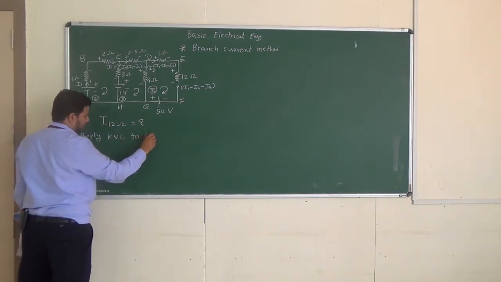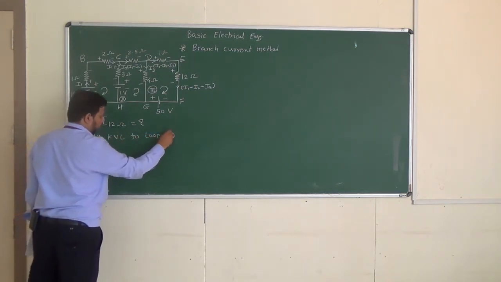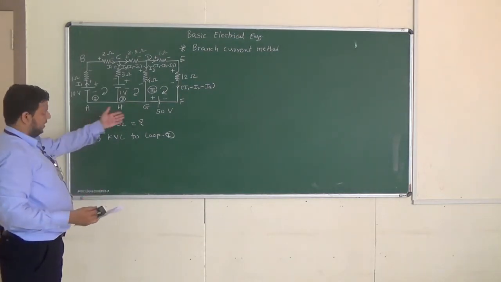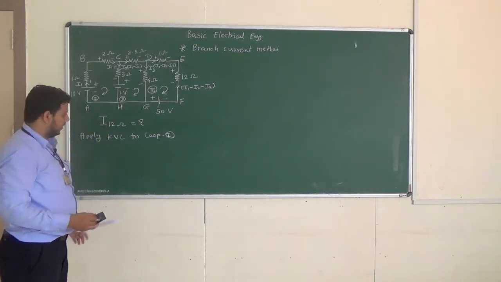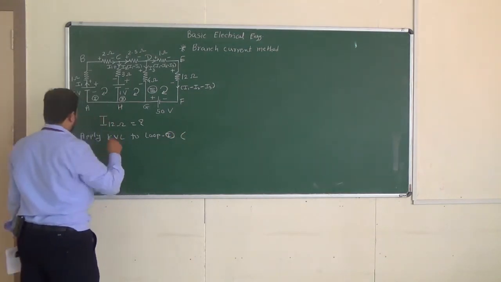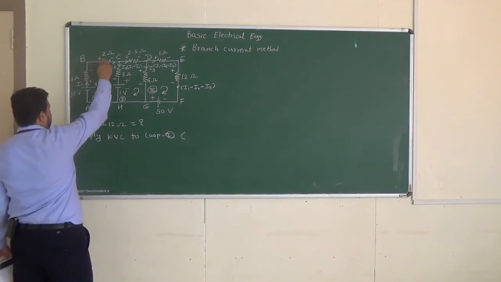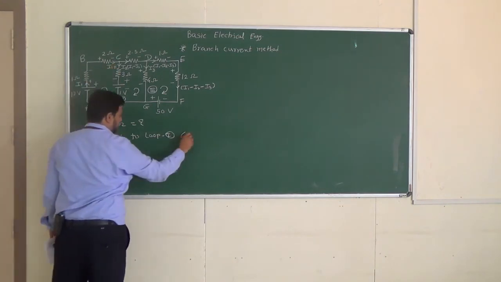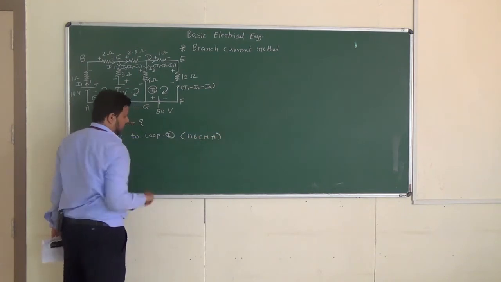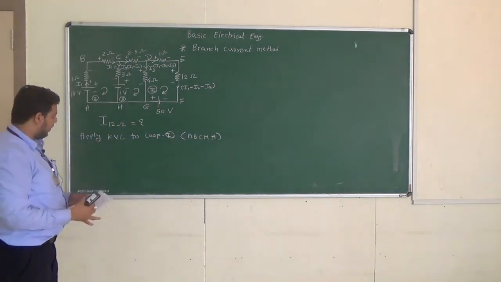So we will apply KVL to loop 1. A loop is nothing but a closed path. Just for understanding, we have given different symbols so that there is no confusion. So how can we write loop 1? It will be A, B, C, H, A. For this loop, we have to apply KVL.